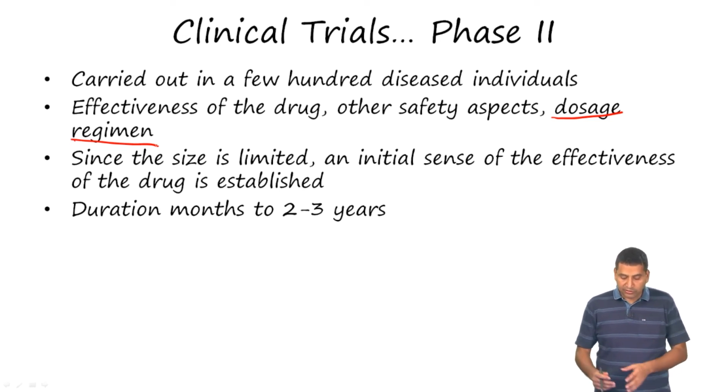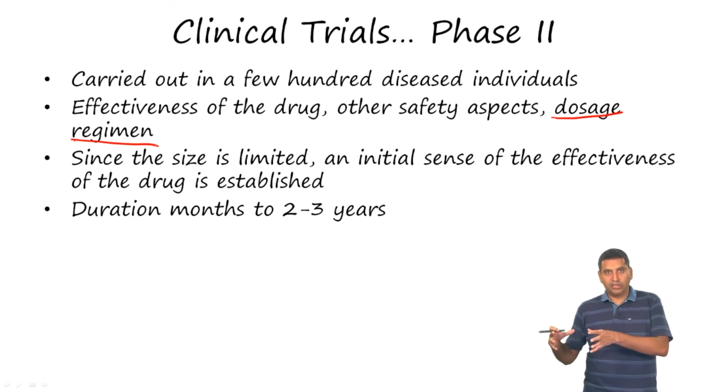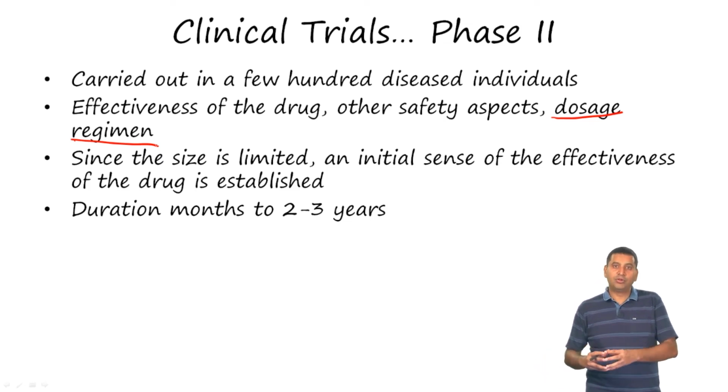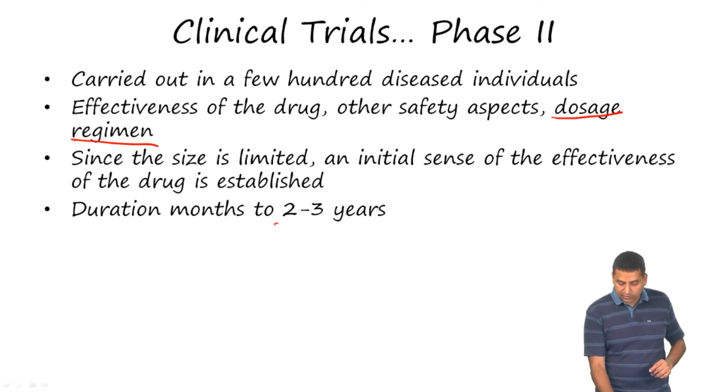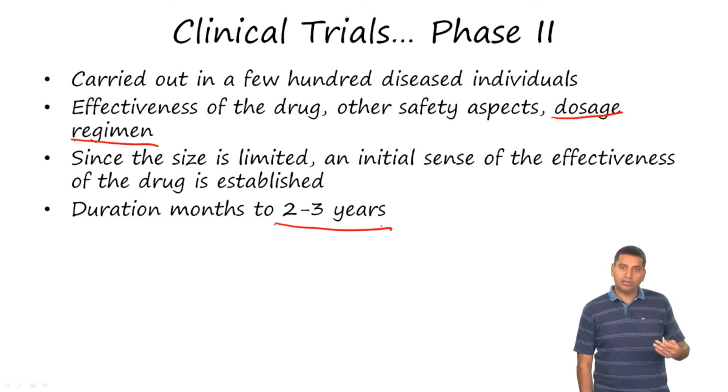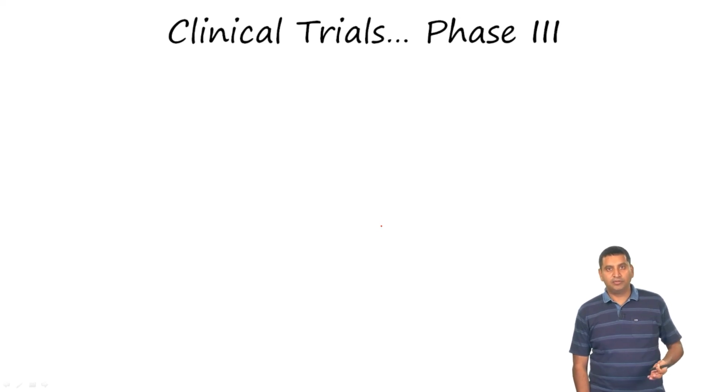But the size of this cohort is only a few hundred people, and therefore it is not possible to completely study the effectiveness of the drug, but it is very useful to find out whether the drug is efficacious or not at this stage. This phase lasts for about 2 to 3 years. After the drug crosses this phase, that means there is some evidence for the effectiveness of the drug, it is taken into phase 3.